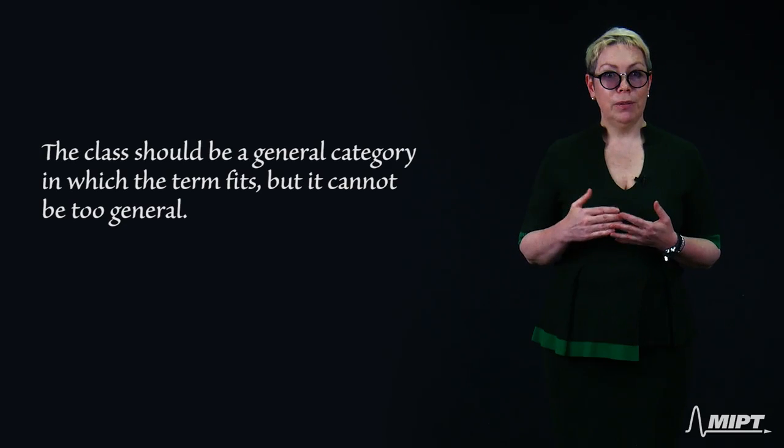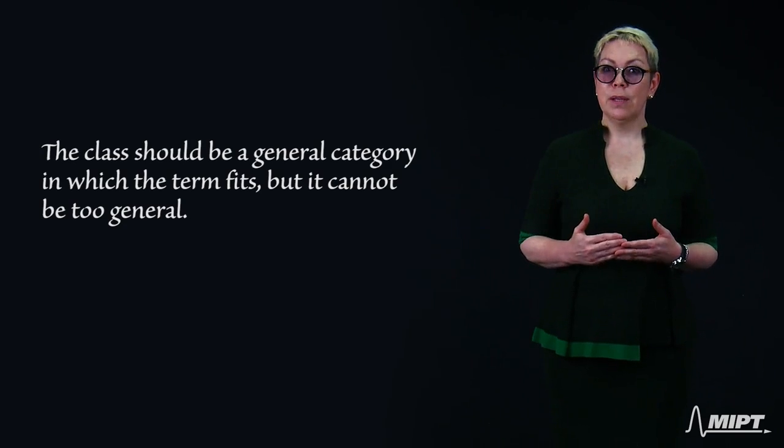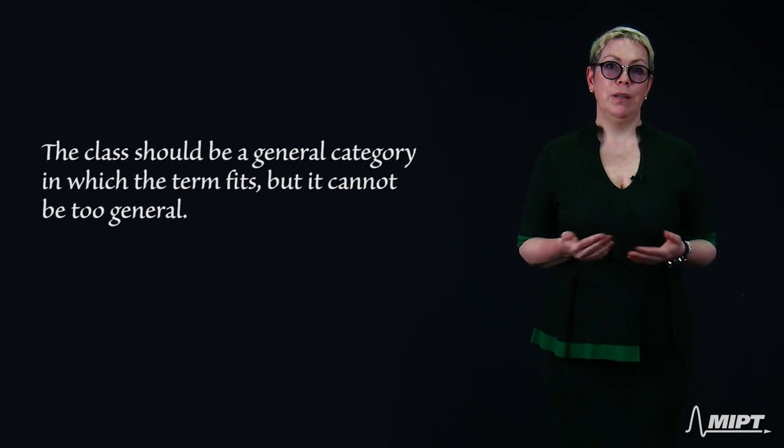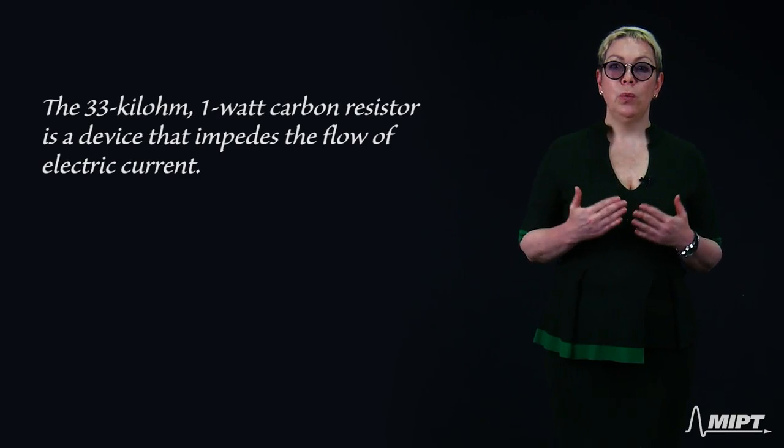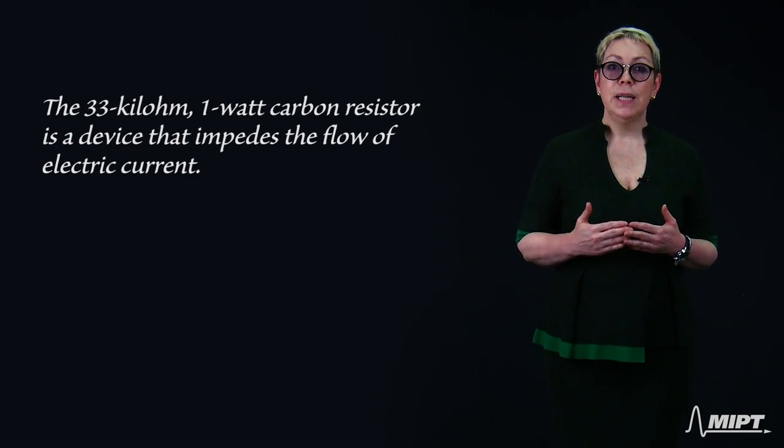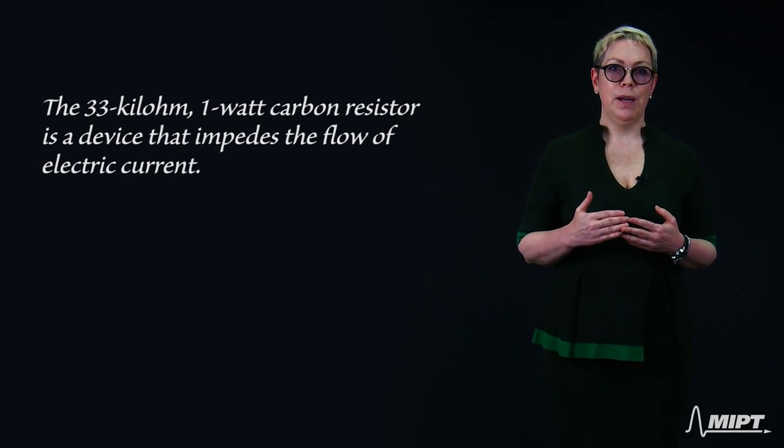Often, the most difficult part of writing a technical definition lies in determining the proper classification for the term. The class should be a general category in which the term fits, but it cannot be too general. Let's consider this sentence. The 33 kilo-ohm 1-watt carbon resistor is a device that impedes the flow of electric current.